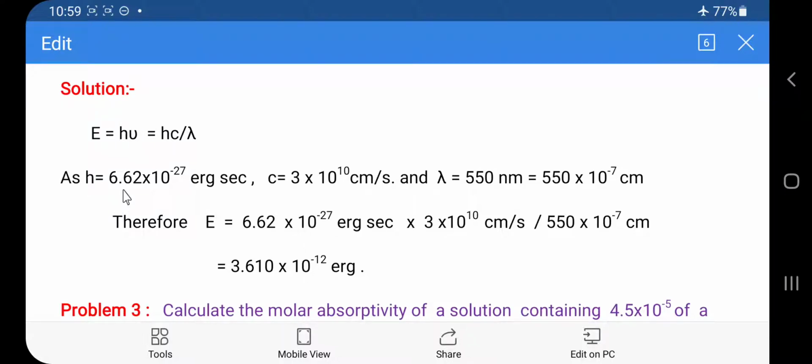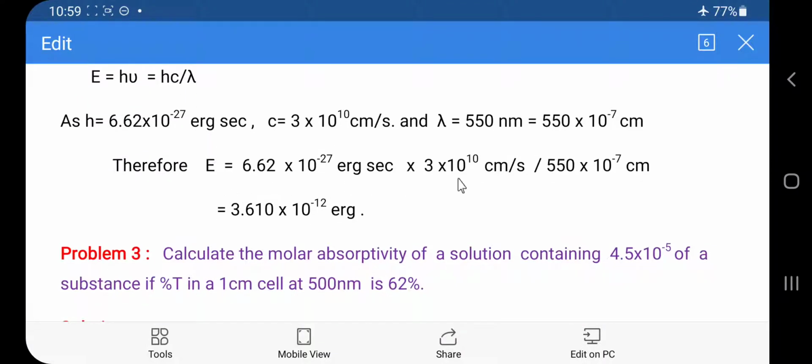So the value of the Planck constant is 6.62 into 10 raised to minus 27 erg second. No doubt c is 3 into 10 raised to 10 centimeter per second. Lambda is equal to 550 nanometer, and here 1 nanometer is equal to 10 raised to minus 7 centimeter. That's why lambda is equal to 550 into 10 raised to minus 7 centimeter. Substituting all these values in the formula E is equal to hc divided by lambda, when we solve this, finally the value of the energy is 3.610 into 10 raised to minus 12 ergs. This is the second problem.